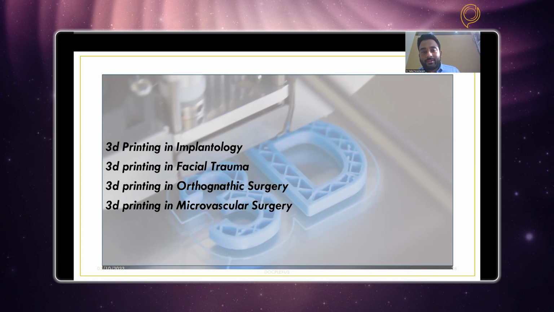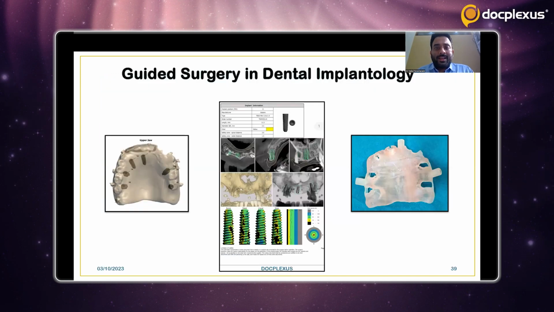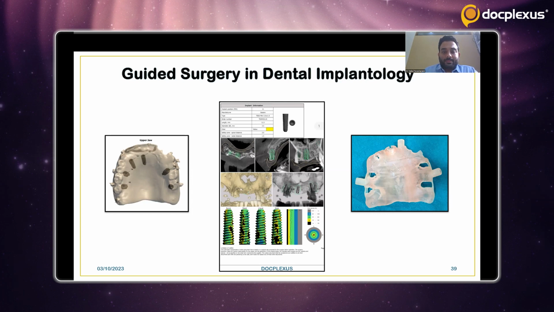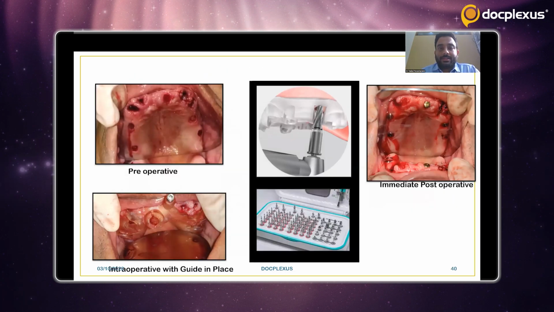This was a case done in our clinic where we got 3D printed guides. The position of the implants was predetermined, as well as the thickness of the implants. Many of you might have also used this in your own practice. You also get implant kits which take into consideration the thickness of the stent.